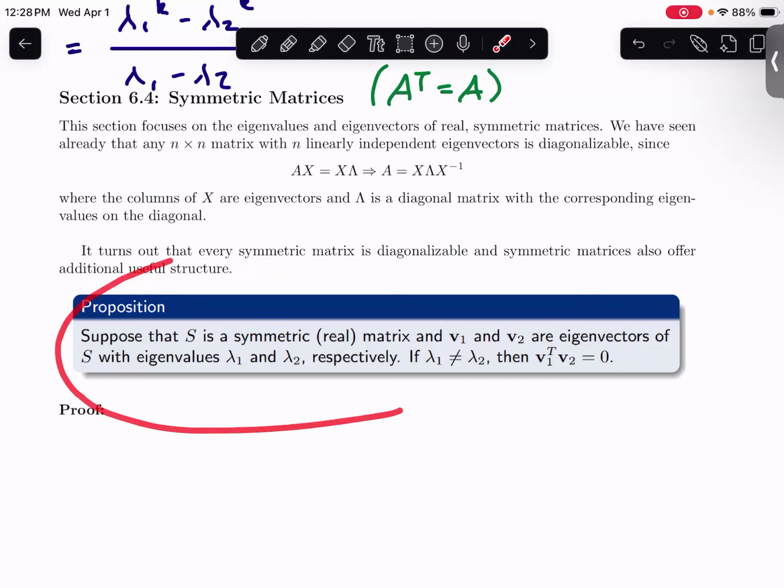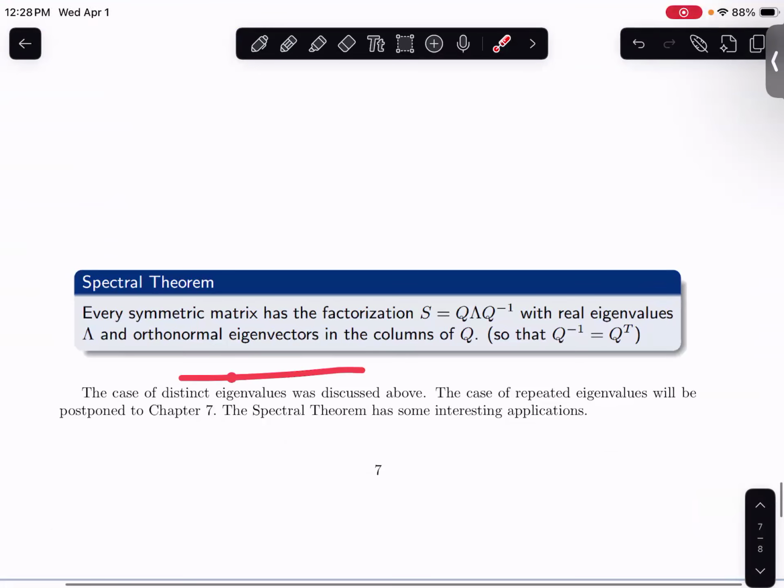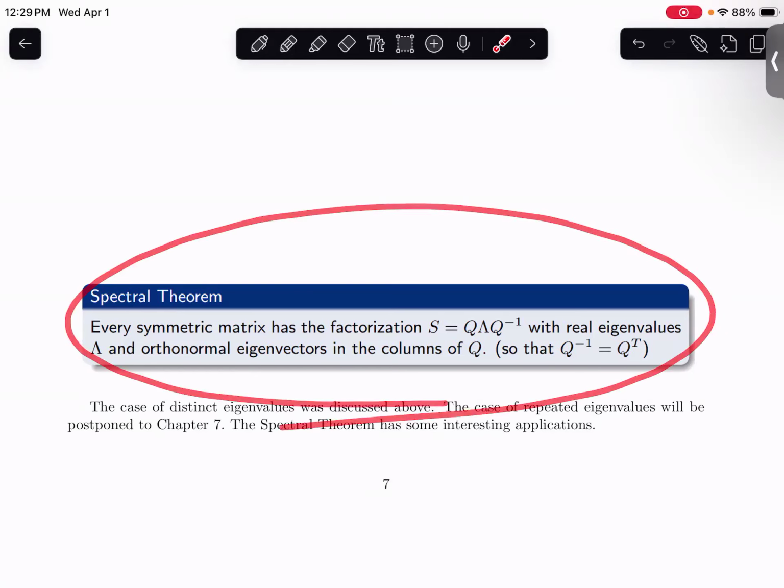So this proposition doesn't prove everything that I just stated. We're going to do a number of different proofs until eventually we get to the spectral theorem down here, which tells you that every symmetric matrix has the following factorization with real eigenvalues. And then what's particularly nice is eventually we'll be able to say that you have orthonormal eigenvectors. This is effectively saying you have an orthonormal basis given by the eigenvectors, which is a very nice context to be working under. So this is kind of what we'll be working toward.